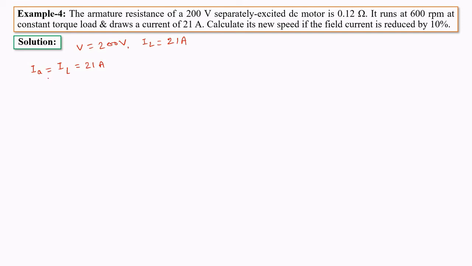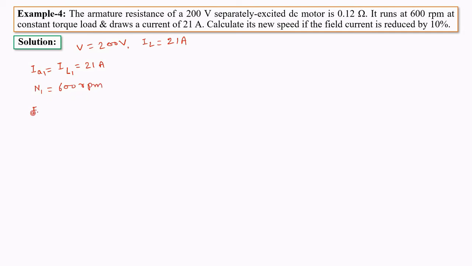Consider this is the first case. So this is the armature current for the first case. This is the line current for the first case. The speed of the machine for the first condition is N1, and it is given as 600 rpm.